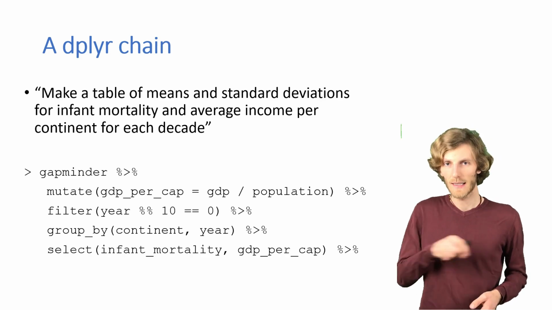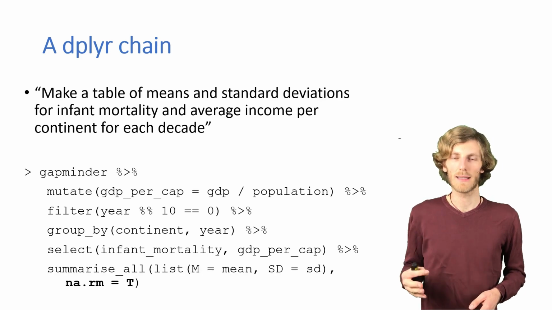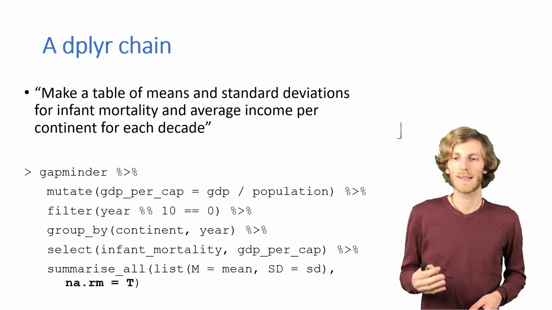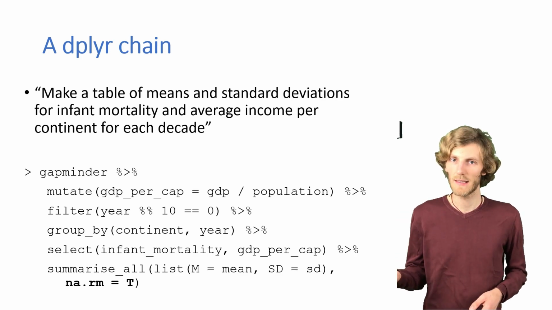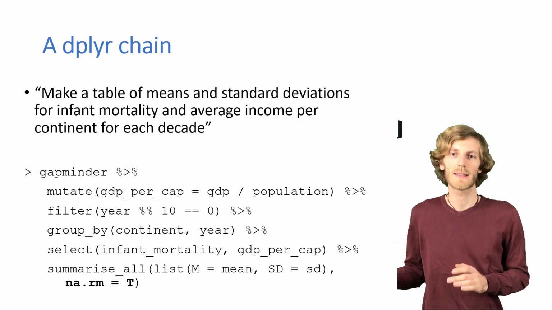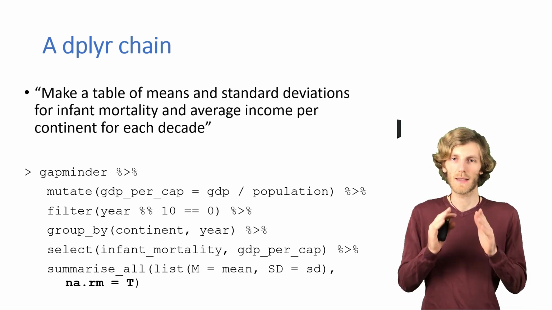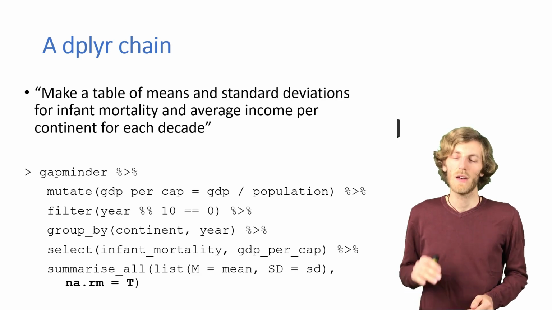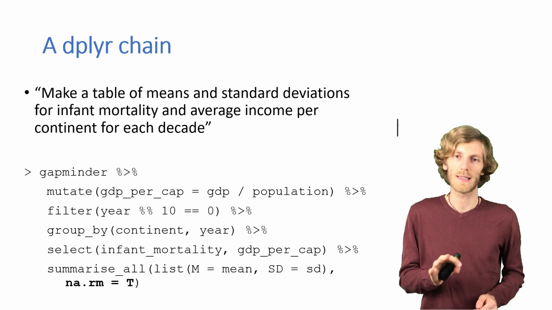Then we select the variables we want to summarize, and we say summarize all. And then I can give the summarize all a list of functions, in this case mean and standard deviations. If I'm interested in other things like the interquartile range, I can just make this list longer. And then I get my summary statistic for these groups. We're going to practice this in class, so don't worry if you haven't followed this precisely.